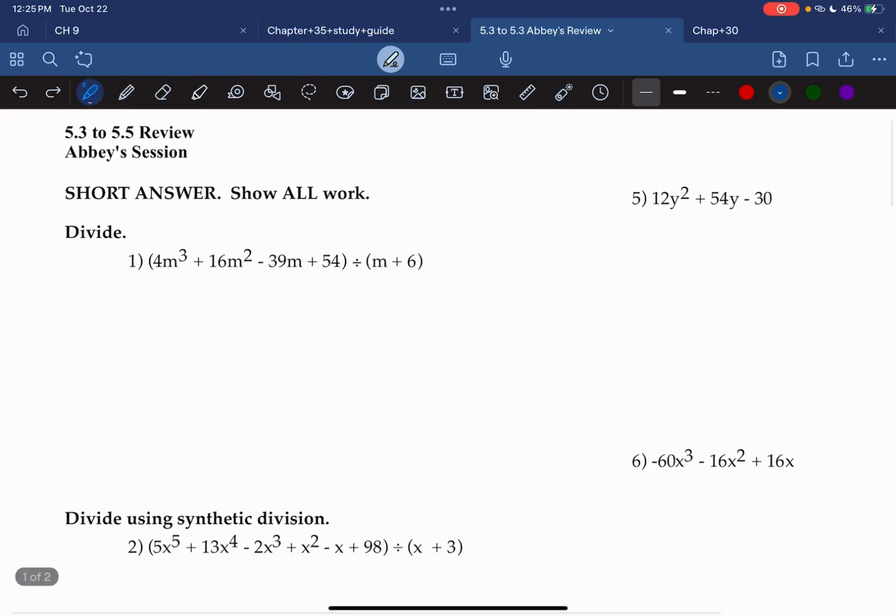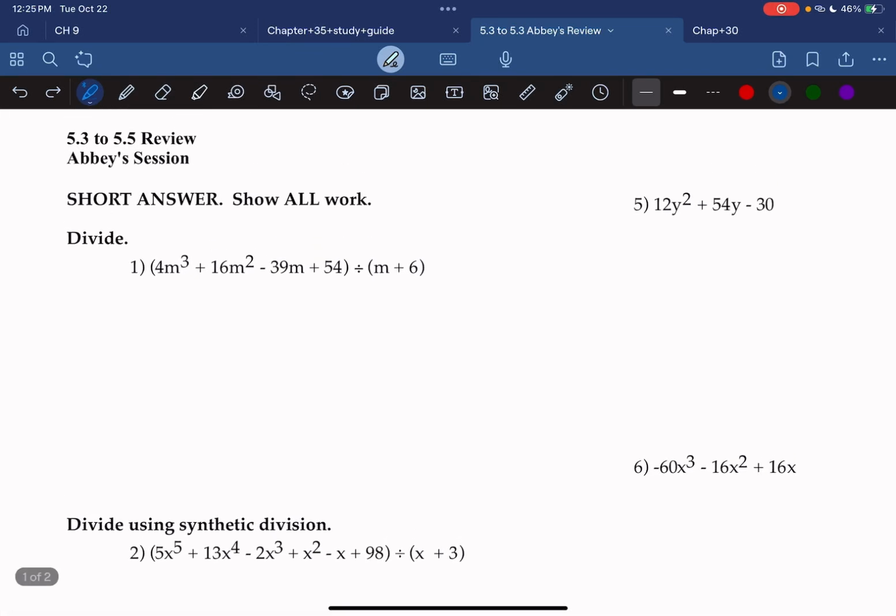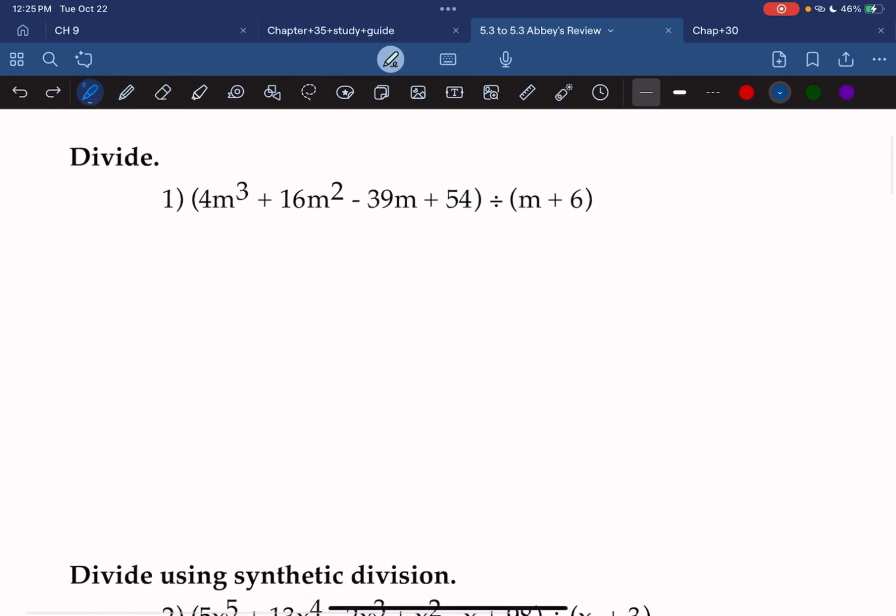Everyone, we're going to be going through 5.3 to 5.5 today. So let's get started. Number 1 says to divide, and we're going to use synthetic division. As you can see, we are dividing by two things, not one.